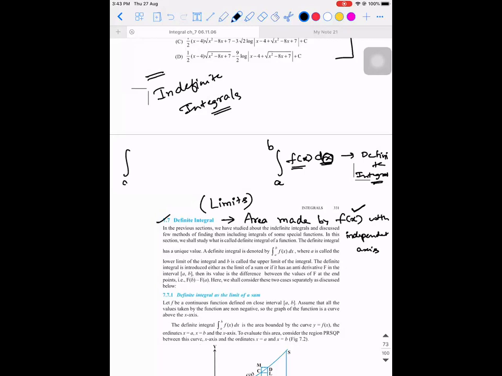Suppose I read the question as integral of a to b f of y dy, then what is the meaning of this? Area made by the curve with the y-axis. Area made by which curve? Is it f of x still? No, it is f of y. Area made by the curve f of y with respect to the y-axis. So depending on the differential coefficient, you will be able to find the area made by the curve with which particular axis.